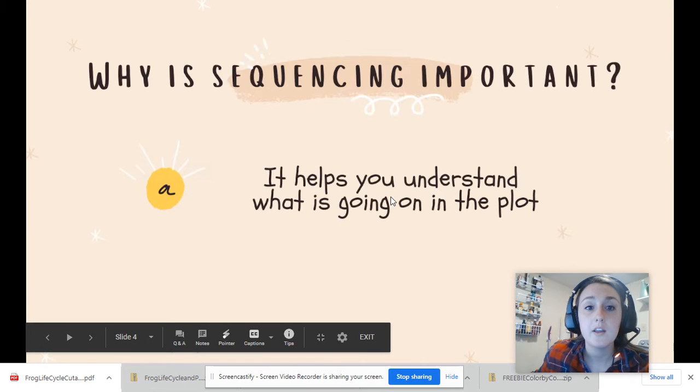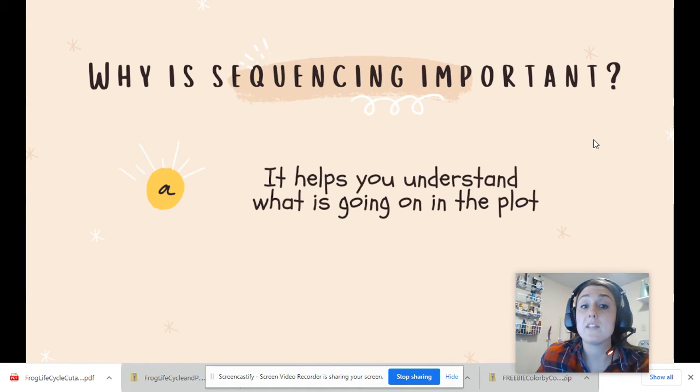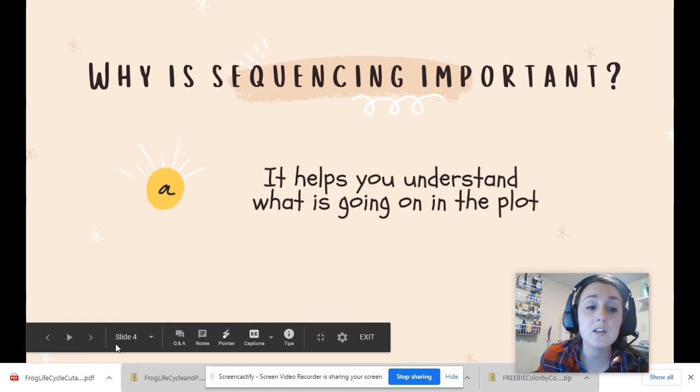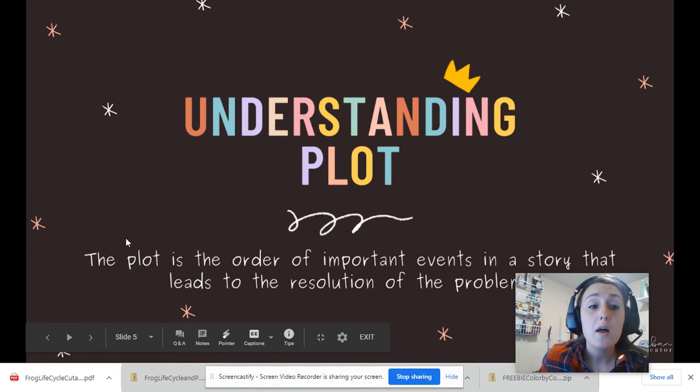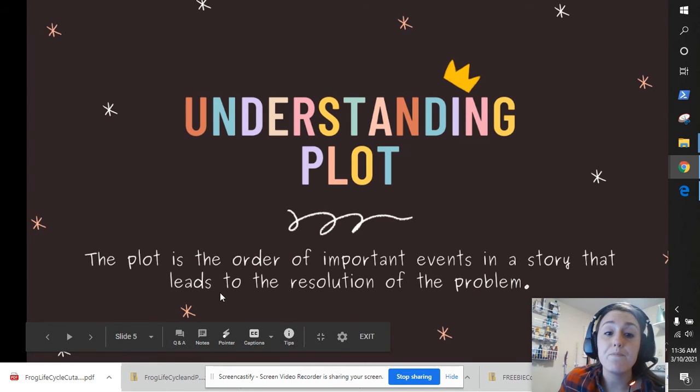And next slide. So, why is sequencing important? It helps us understand what's going on with the plot. Today, that's specifically what we are looking at: plot. I have said this word before, and we talk about it in different ways, but today we're going to look at it in a little bit more detail, at what certain things are considered under the plot category.